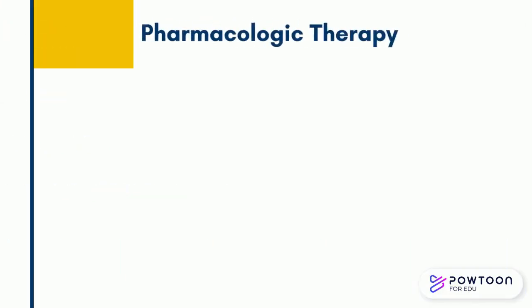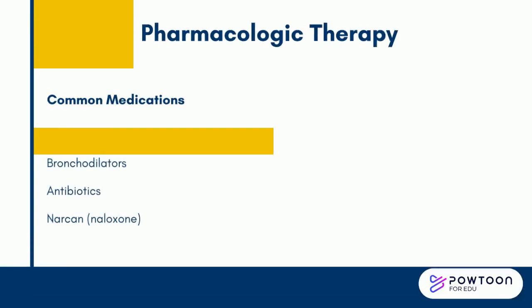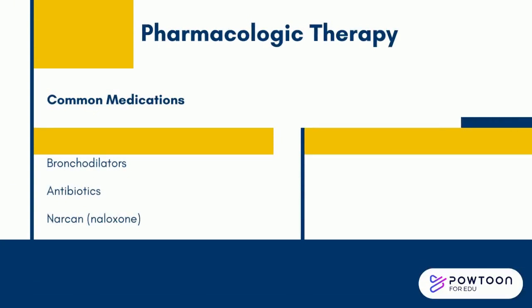Again, we really have to look at the underlying cause of the respiratory acidosis and try and reverse that. If it's because of an airway issue where it's closed, inflamed, or tight, we want to give those bronchodilators to open it up. Conversely, if it's due to an opioid ingestion, we may have to give Narcan as a reversal agent.